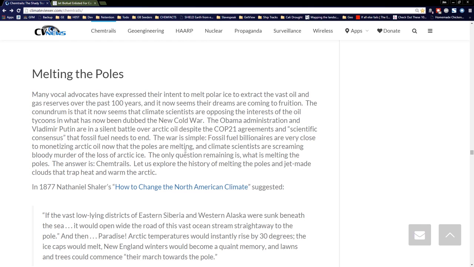The conundrum is that now it seems the climate scientists are opposing the interests of these oil tycoons in what has now been dubbed the New Cold War. The Obama administration and Vladimir Putin are in a silent battle over Arctic oil, despite COP21's agreements and the scientific consensus that fossil fuel needs to end now. The war is simple. Fossil fuel billionaires are very close to monetizing Arctic oil now that the poles are melting, and climate scientists are screaming bloody murder over the loss of Arctic ice.